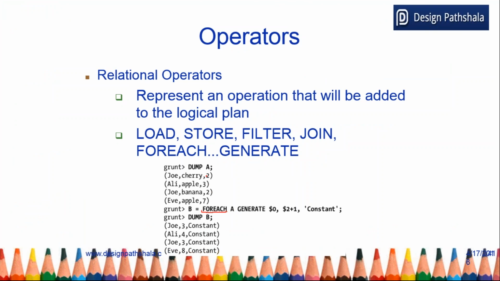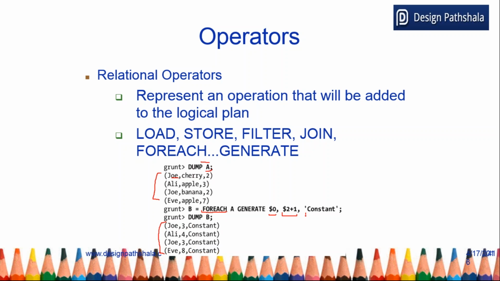So for each A, that is this operator which has data something like this, generate $0, that is your column 1. $0 is Zo, Ali, E, Zo and Eve. $2, that is the third column, plus 1. So the third column, it will predict it is an integer type and will do the operation for you. So 2 plus 1, 3, 3 plus 1, 4 and so on.